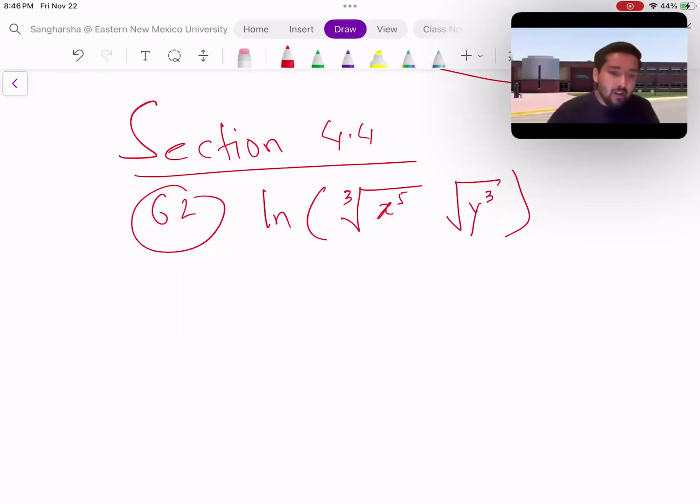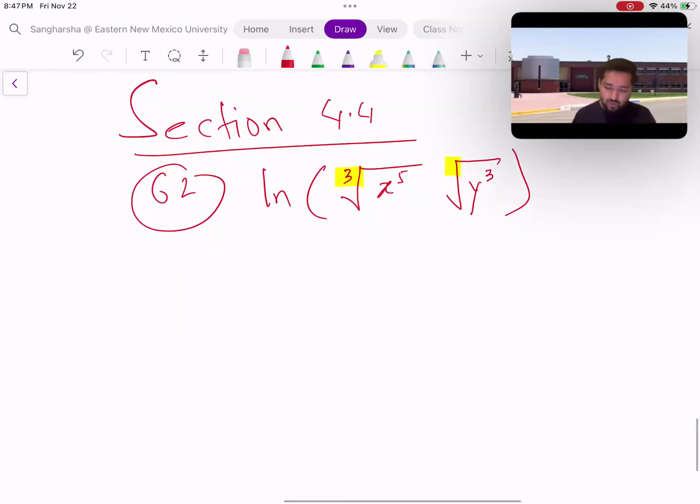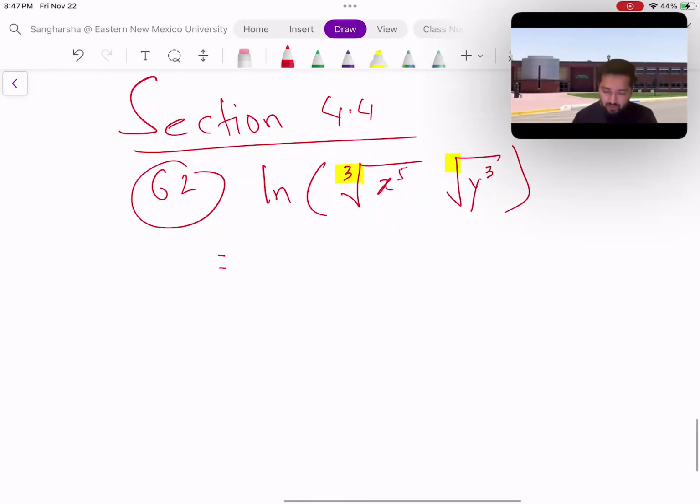Okay, so let's go to the next one. No, let's finish number 62 first. Here we are asked to rewrite this log expression using a sum or a difference. Whenever you see the radical sign, you have to get rid of it. We don't like radical signs here. So the very first step is getting rid of this radical sign. We have a cube root, we have a square root. So let's rewrite this without radical sign.